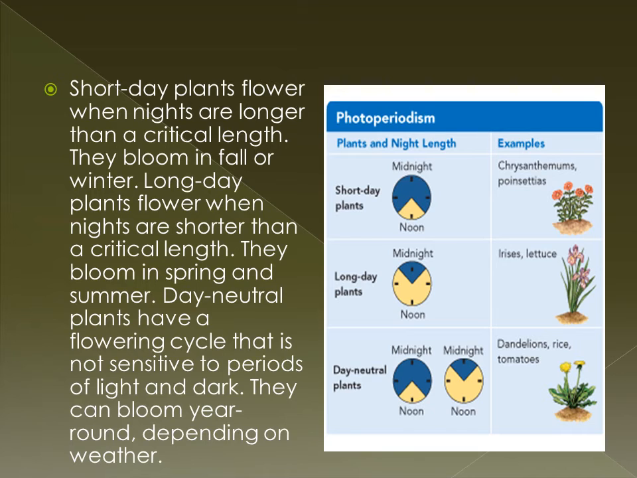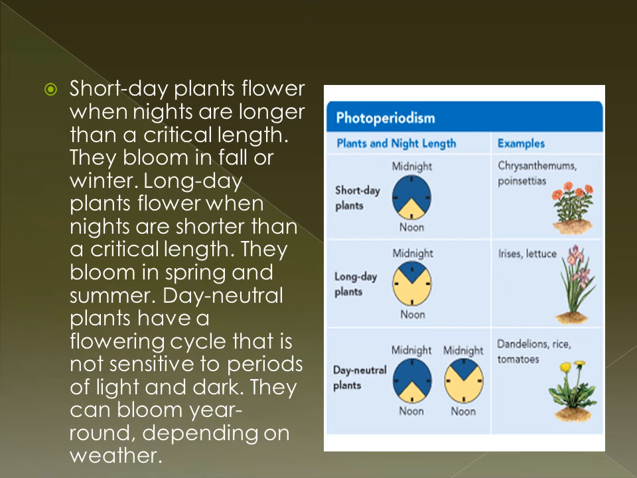So here look at this picture, plants and night length. Here short day plants flower when the nights are longer. You can see some example plants here. And what do you mean by long day plants? Long day plants flower when nights are shorter than a critical length. The examples lettuce and irises are examples of long day plants.